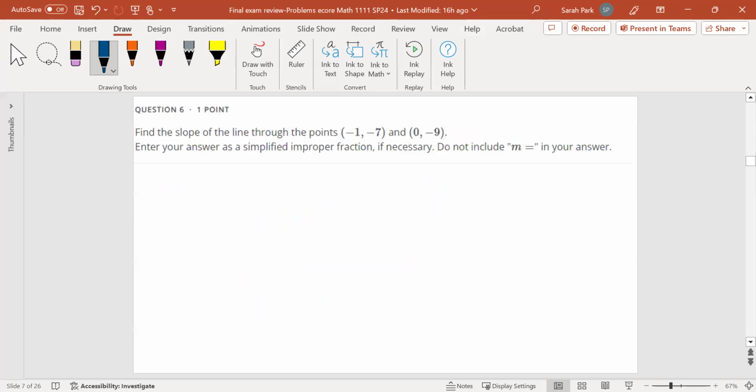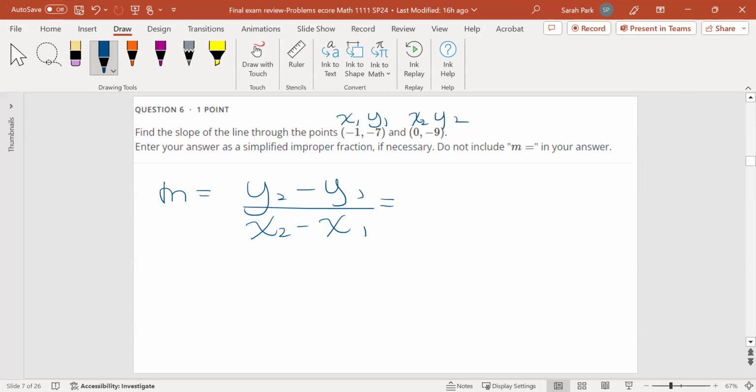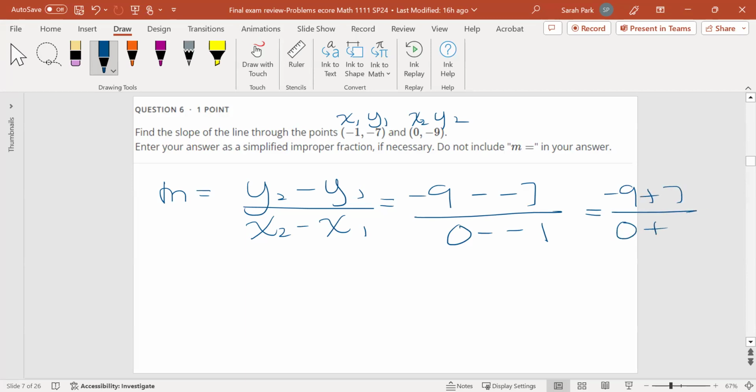Okay, number 6, find the slope of the line through the points negative 1, negative 7, and 0, negative 9. We have to remember the slope formula, which is y2 minus y1 divided by x2 minus x1. Let's label our points x1, y1, x2, y2. So we have negative 9 minus negative 7 divided by 0 minus negative 1. Negative 9 minus negative 7 becomes negative 9 plus 7, and in the denominator we have 0 plus 1, because a negative makes it turn positive. So in the numerator we have negative 2, and 0 plus 1 is 1. That simplifies to negative 2.